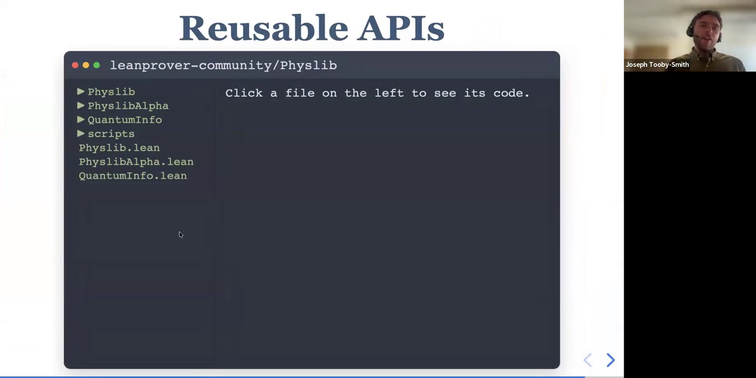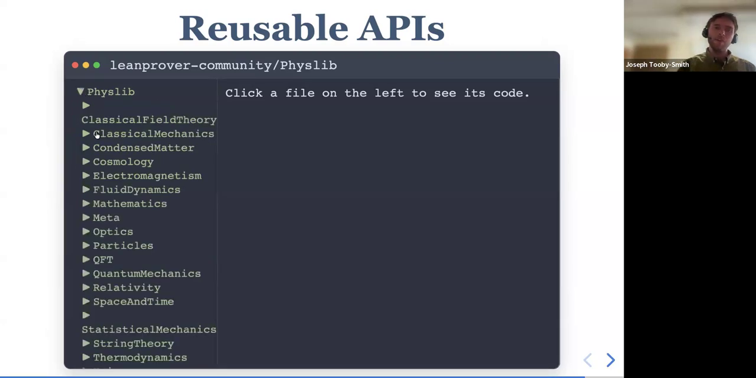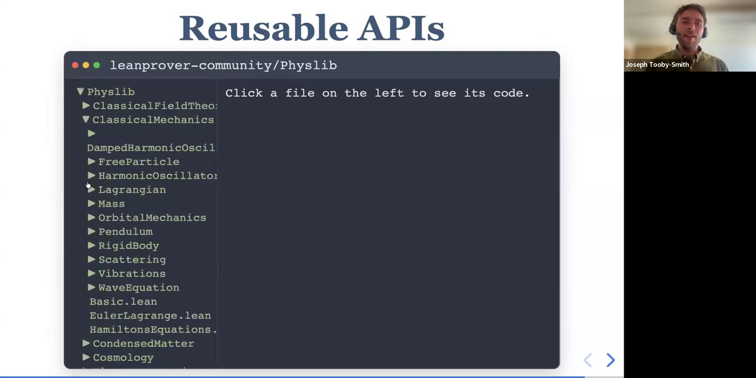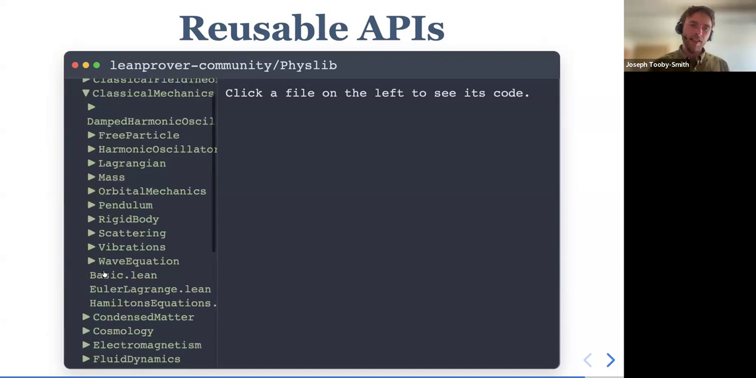So if you have access to the slides, they should be in the chat. This is a way that you can explore the structure of the project on the slides.